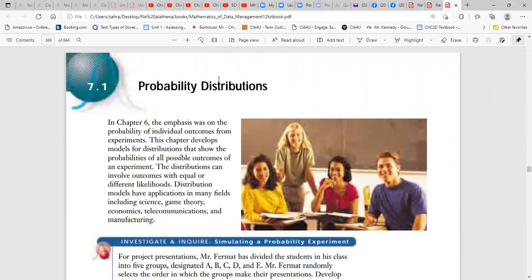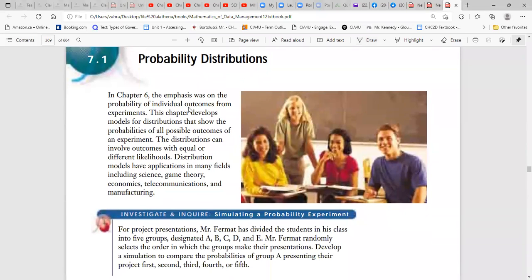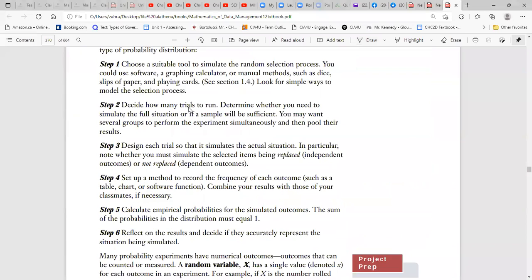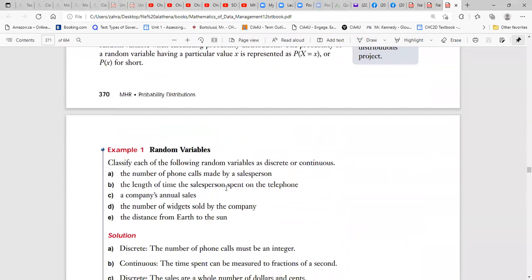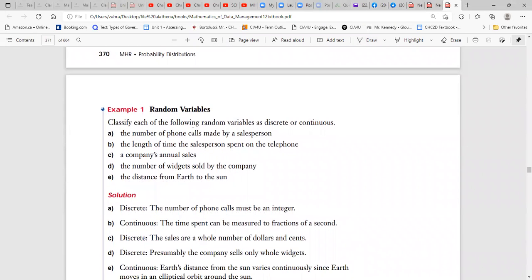7.1 Probability distribution. We have a random variable x, which can be a discrete variable or a continuous variable. Let's see what discrete and continuous look like. We want to classify these examples as discrete or continuous. A number of phone calls made by a salesperson: the number of phone calls is going to be 1, 2, 3, right? It's an integer, so this would be discrete.